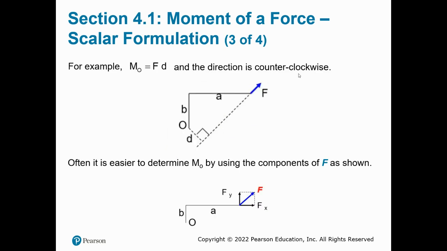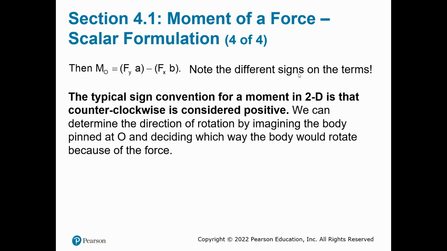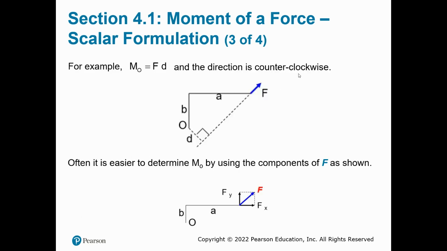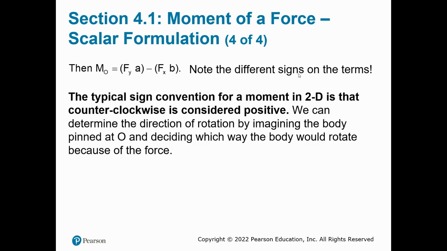And also, by definition, counterclockwise is always defined as positive, and clockwise is defined as negative. This is similar to the xy coordinate. On the x direction, positive is always going to the right, negative going to the left. On the y direction, positive going up and negative coming down. So when we talk about moment, counterclockwise is always considered positive and clockwise is considered negative.